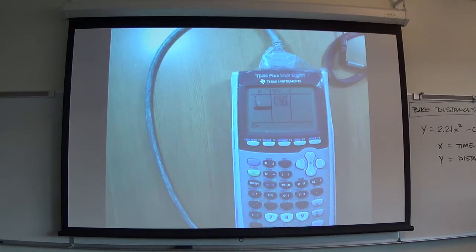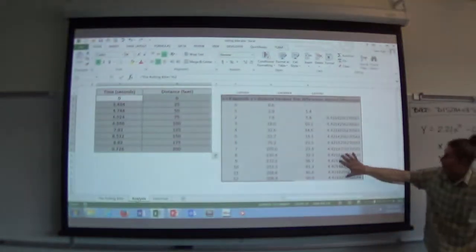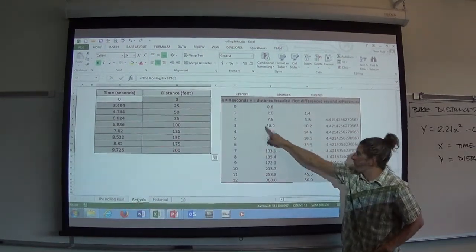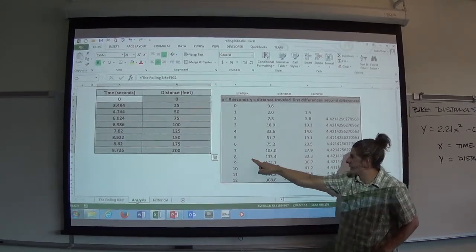Now, if you remember, and it's okay if you don't, I actually drew up a little chart yesterday that showed this. Right? At 2 seconds, I'm at 7.8 feet. At 7 seconds, I'm at 103 feet. At 8 seconds, I'm at 135.